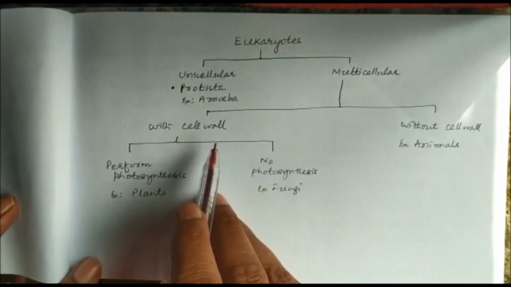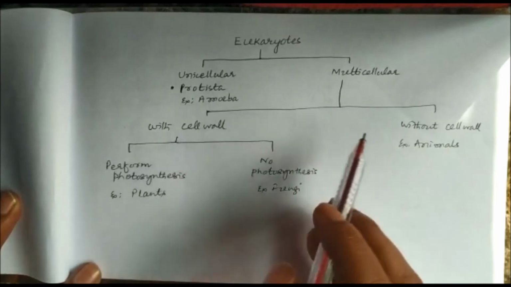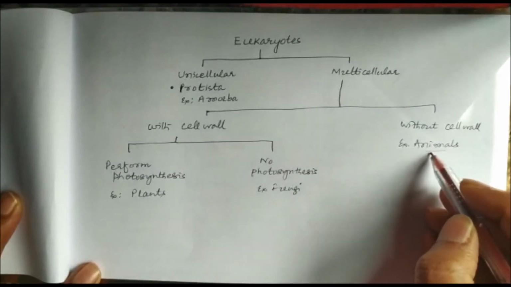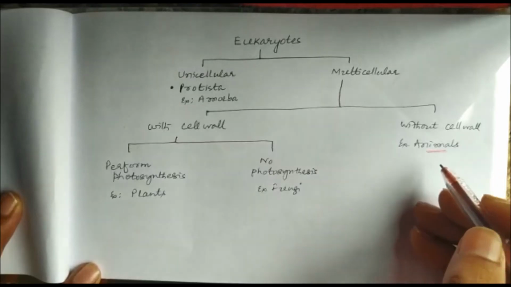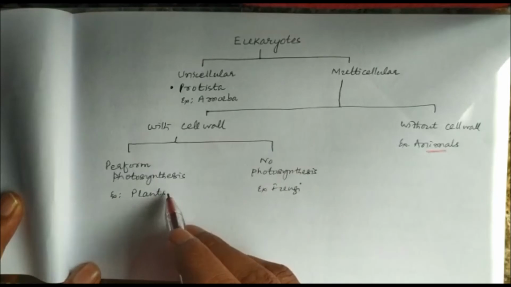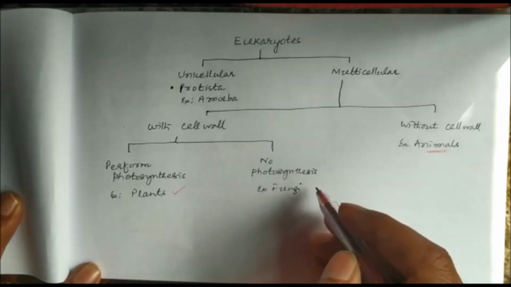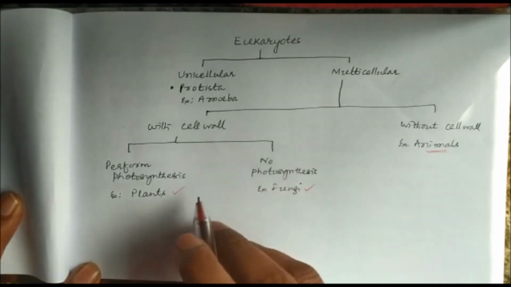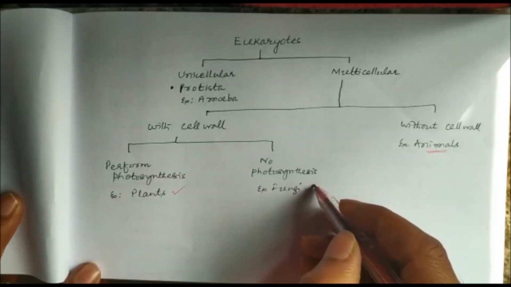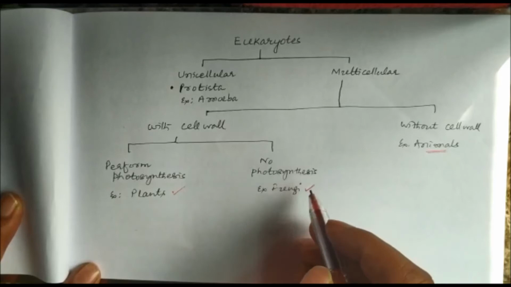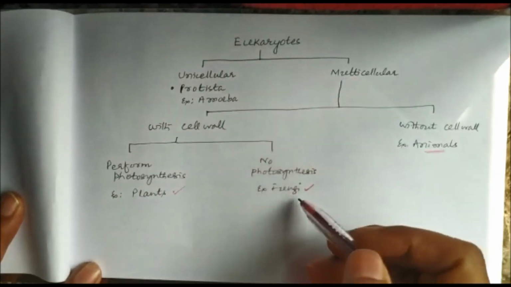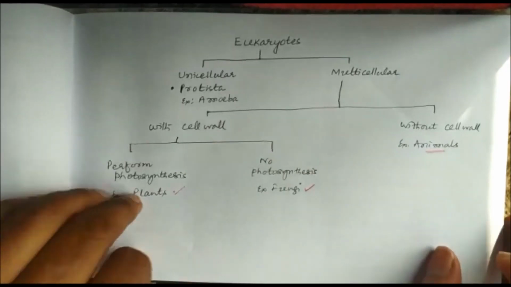again they can have a cell wall or be without a cell wall. Animals are without a cell wall; they have only a plasma membrane, no cell wall. With a cell wall, that is plants and fungi. Plants can perform photosynthesis, whereas fungi cannot. All the fungi are multicellular except yeast, which is unicellular.